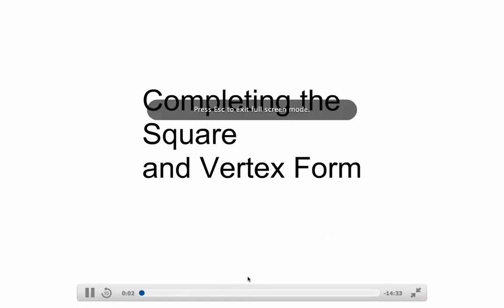In this lesson, we're going to be completing the square in vertex form. In a previous lesson on completing the square, we were taking a quadratic equation and trying to figure out where the parabola, the graph, would cross the x-axis. We had to use completing the square because it was not easily factorable, so we had to use a different form and solve that to figure out where the graph was crossing the x-axis as our solution.